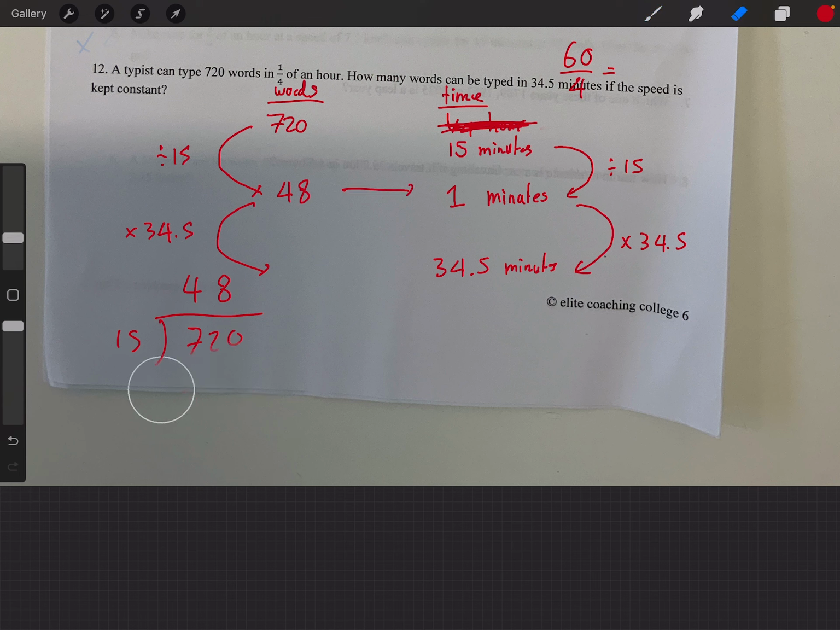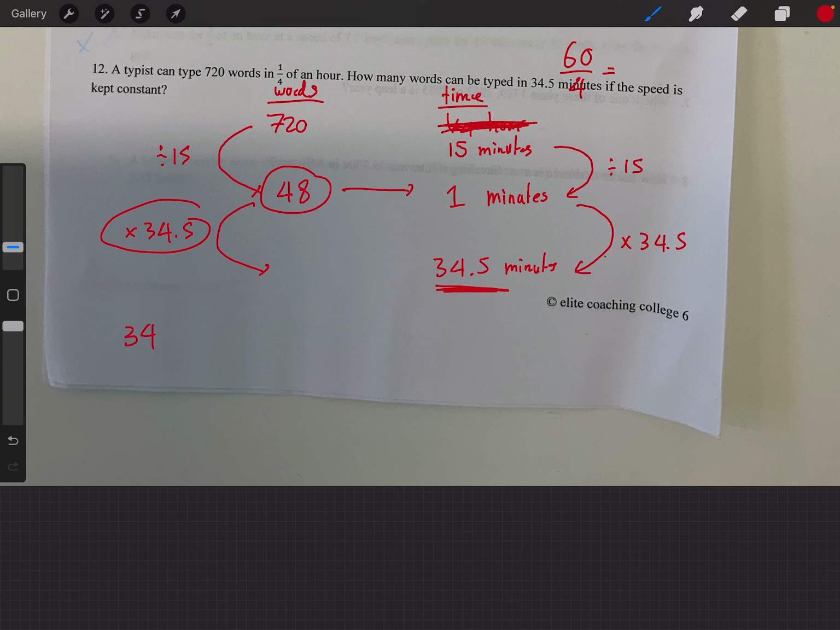Now you want to know how many words he or she can type in 34.5 minutes. So you times 48 by 34.5. All right, so that is 34.5 times 48. Let's change this one to an improper fraction. You're going to get 34 times 2 is, let me see, 68, 69 over 2. So there'll be 69 over 2 times 48 over 1.